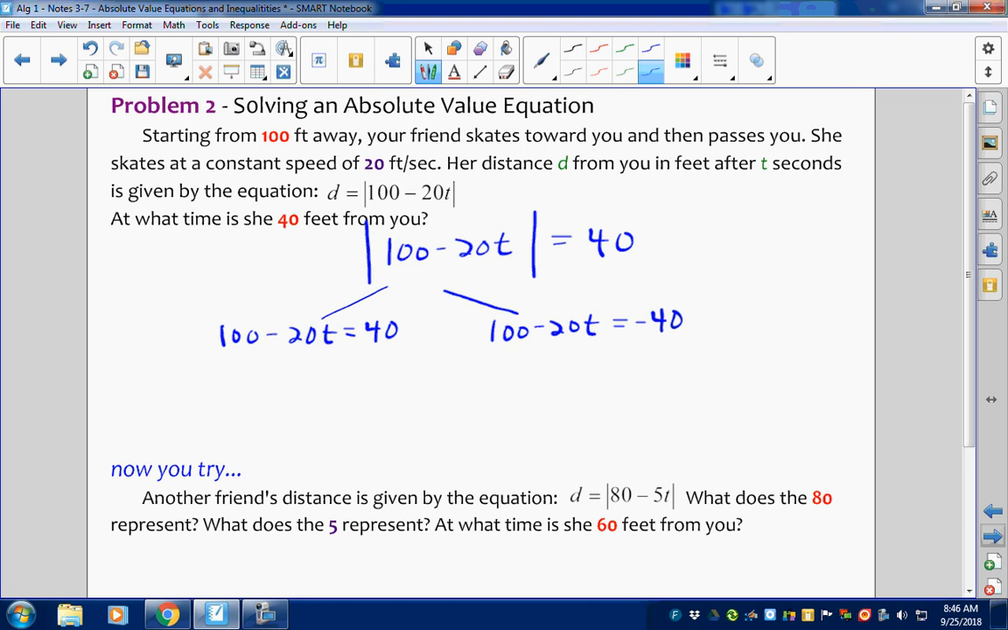If I subtract 100 from each side, I have negative 20t equals negative 60, and then divide by negative 20 on each side. I should get a positive 3 seconds, which is what we had figured out as she's coming towards me here. So t equals 3. So that's one of them, is t equals 3 seconds.